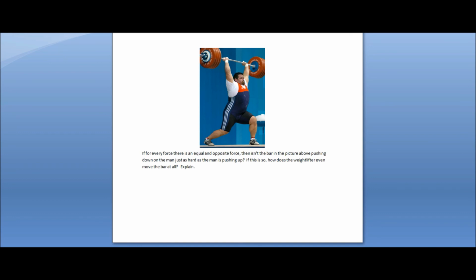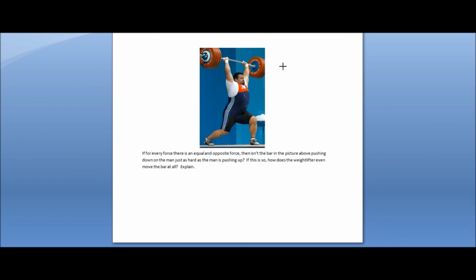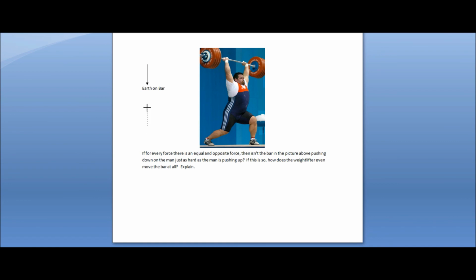So what you got to realize is that the thing that's bringing the bar down is not him, it's gravity. So this force right here is the earth pulling down on the bar. So this force, let's move it over here. This force is earth on bar. All right, so that's the down force on the bar. The up force on the bar is the man pushing up on the bar.